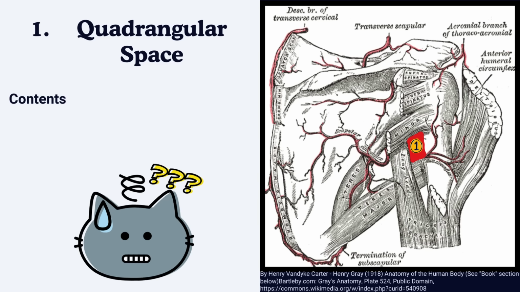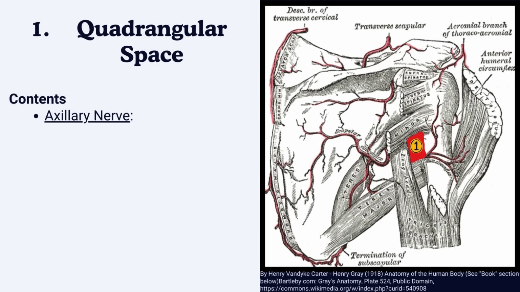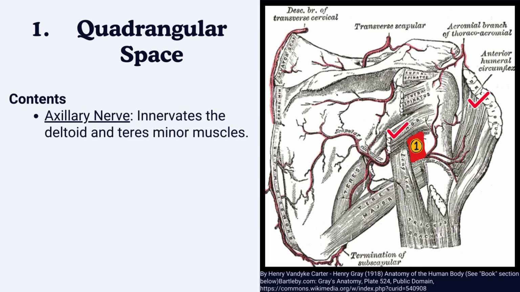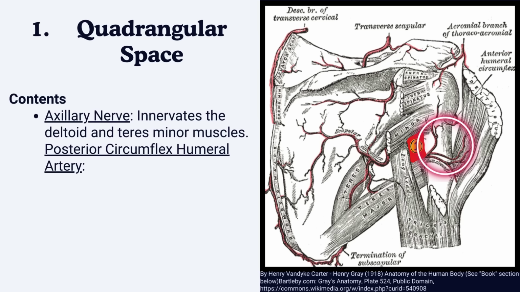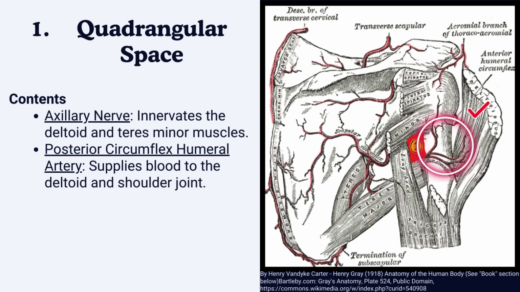Contents of quadrangular space. It has two contents: axillary nerve. It innervates the deltoid and teres minor muscles. Posterior circumflex humeral artery. It supplies blood to the deltoid and shoulder joint.